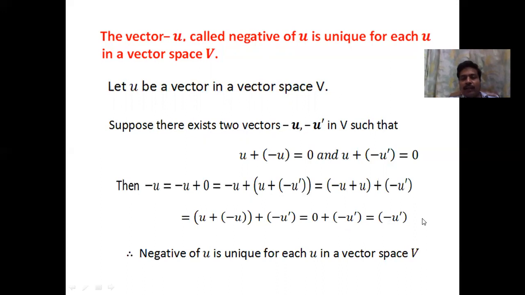If I have taken two different negatives for a single vector U, finally I concluded that both are the same. So there will be only one negative for each vector in a vector space. Earlier we proved that there will be only one zero vector in a vector space. Now we have proved that there will be only one negative for each vector U in a vector space.